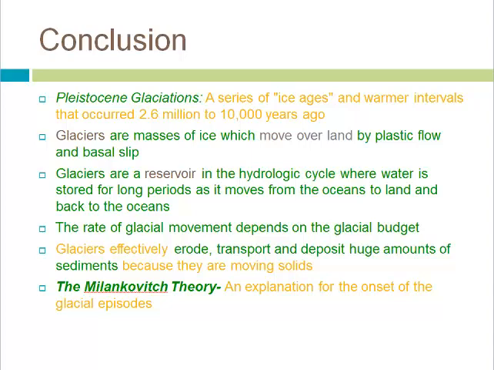And then we have the scarring that occurs from glaciers as glaciers effectively erode, transport, and deposit huge amounts of sediment because they're moving large solids, boulders as big as houses that rub into other boulders and crush them and create these scars on the surface, and that's where the erosion actually comes from, because remember, the ice is too soft, except for the bulldozing in front, to effectively erode the bedrock. And then we have the Milankovitch theory, which is an explanation of the onset of large glacial episodes.